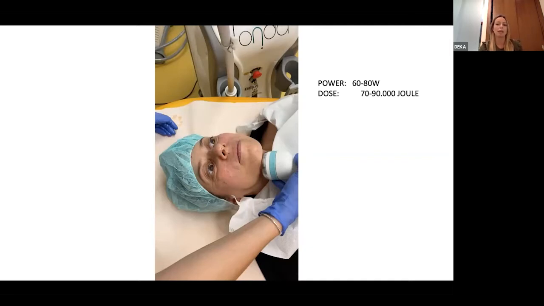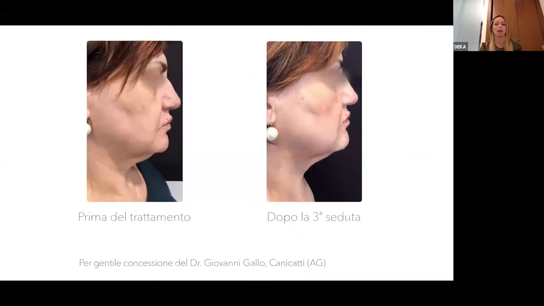Power, I play with the power based on patient toleration. If my patient can tolerate in a very good way, I can increase the power up to 80, 90 watt. If the patient has very little fat quantity, it's better to decrease the power to let them tolerate better.